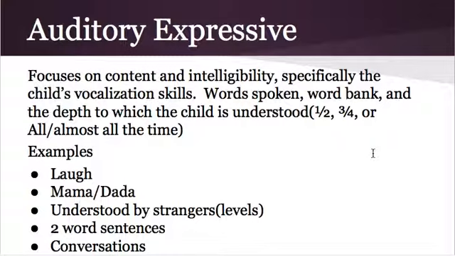Examples of this, for the auditory part of the ELM scale, are whether the child can laugh. Do they laugh? Are they able to say mama and dada? Again, understanding by strangers and the levels at which they can be understood. Are they able to have conversations or just 2-word sentences at this time of testing?